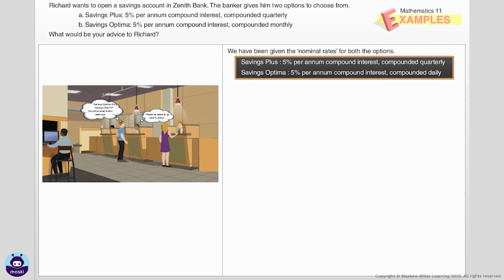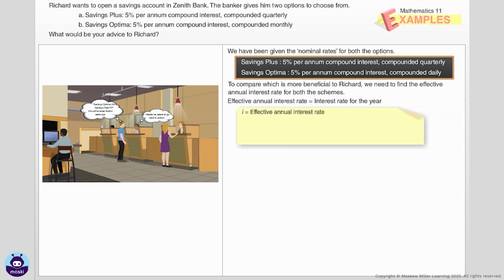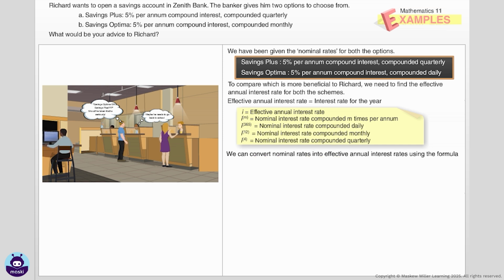We have been given the nominal rates for both the options. To compare which is more beneficial to Richard, we need to find the effective annual interest rate for both the schemes. Let I denote the effective annual interest rate. Let M denote the frequency of compounding. IM is the nominal interest rate compounded M times per annum. We can convert nominal rates into effective annual interest rates using the formula 1 plus the effective annual interest rate I equals 1 plus IM over M to the power M, the number of compounding periods in 1 year.